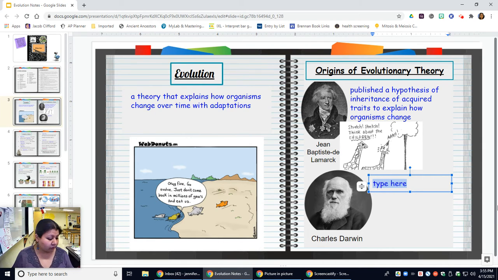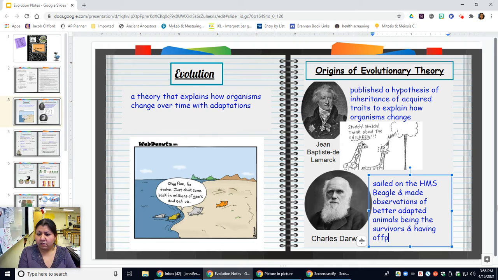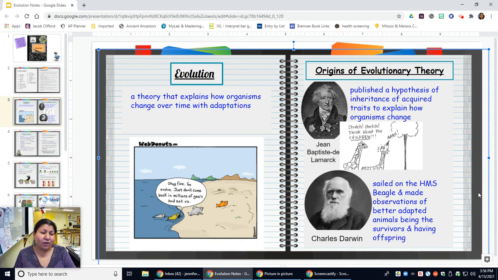So Charles Darwin is the father of evolution. He was the one that began investigating evolution, and he began making observations of how traits get passed on, and the animals that have the best adaptations are the ones that are going to survive. Okay, so he sailed on the HMS Beagle and made observations of better adapted animals being the survivors and having offspring. Okay, I misspelled offspring. Okay. So we call that natural selection. And so Darwin is the one that really gets the credit for that.